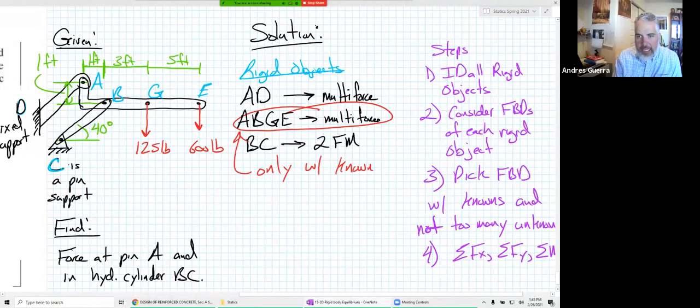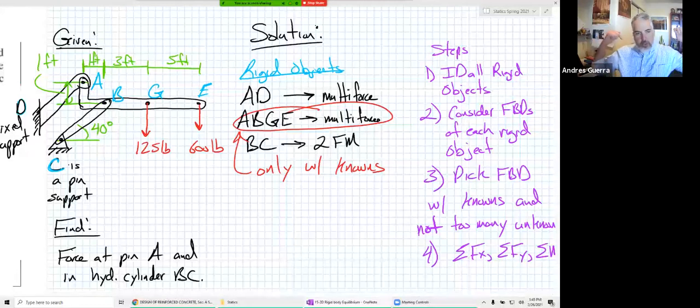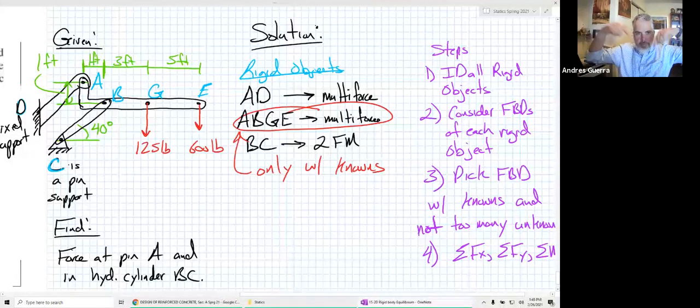And so that keys us in on almost every statics problem. We have to start with knowns. If we don't have knowns, we can't solve for the unknowns. Think about those known forces as big arrows pointing and saying, hey, pick me, pick me. I'm the one that you want to pick.